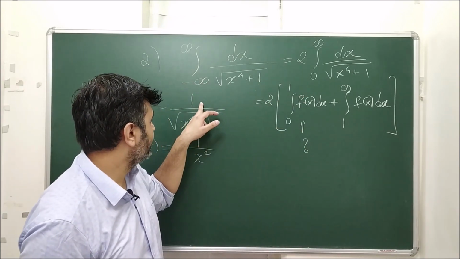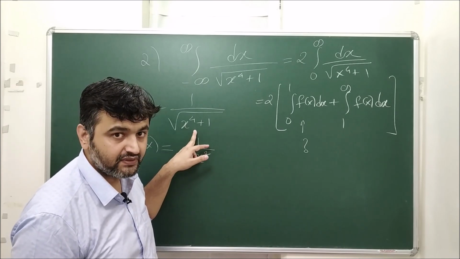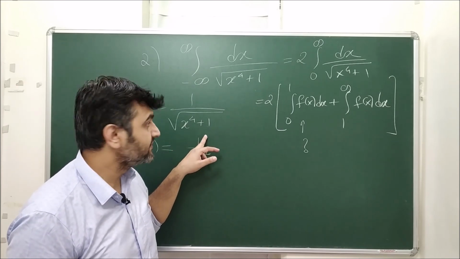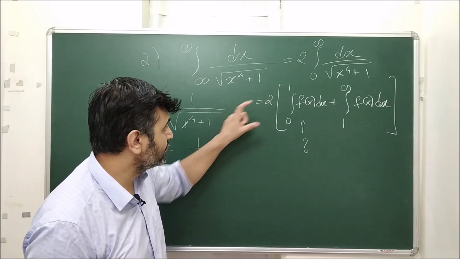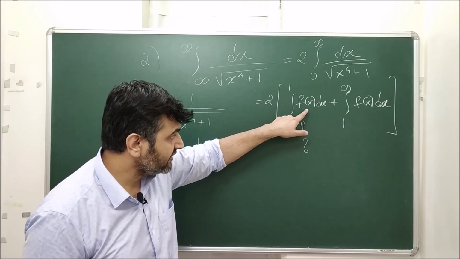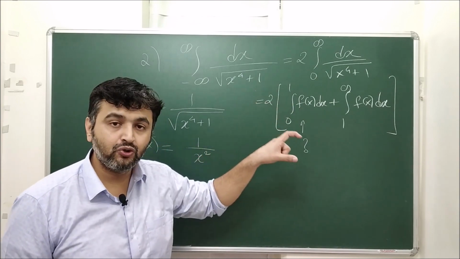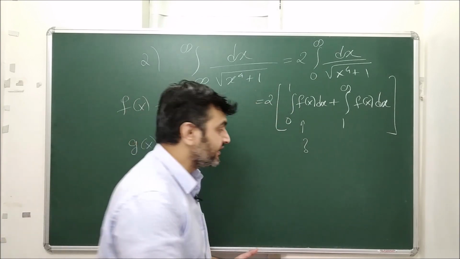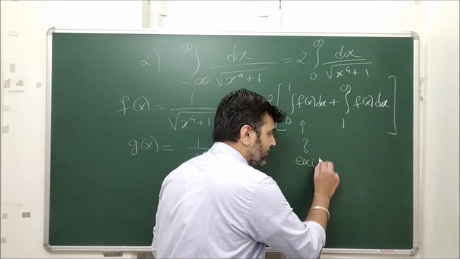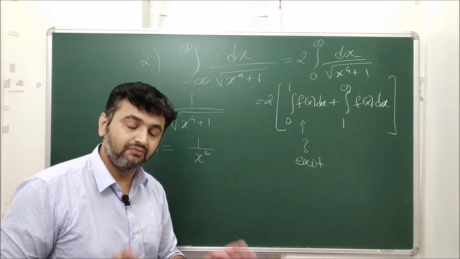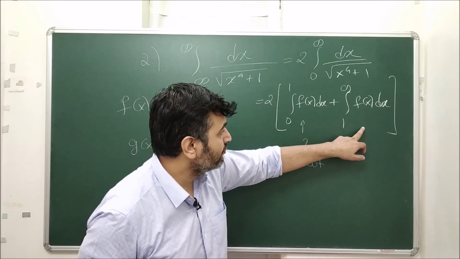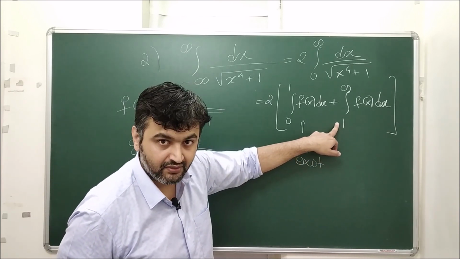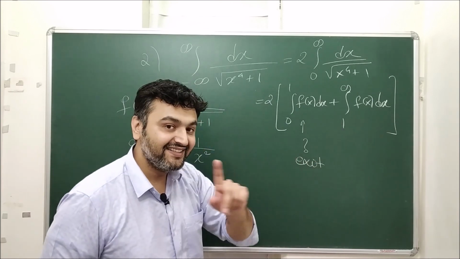What is the function? 1 upon root of x raised to 4 plus 1. Is the function continuous? Yes. Numerator is continuous, denominator is continuous. It's never 0 over this interval. So your function is continuous over a closed and bounded domain. So thanks to the Riemann theorem, this integral exists. I don't know what the value is, but I know that this integral exists. Okay, good. So now I have to only worry about this function over this domain. So that's how I get rid of 0.